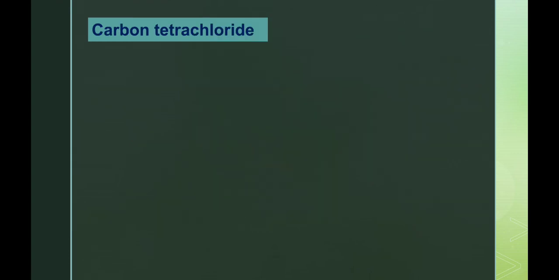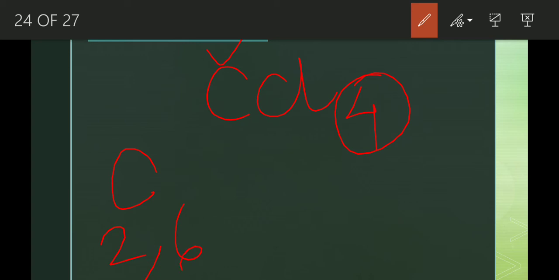Next example is of carbon tetrachloride. What is the formula of carbon tetrachloride? CCl4. Carbon tetrachloride means 4 chlorine atoms will be present. So the formula of carbon tetrachloride is CCl4. What is the atomic number of carbon? The atomic number of carbon is 6. That means the electronic configuration is 2, 4. For carbon it's 2, 4. And what is the atomic number of chlorine? It's 17. So the electronic configuration is 2, 8, 7.